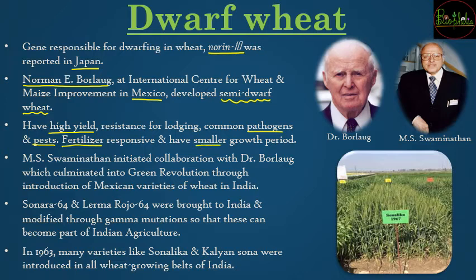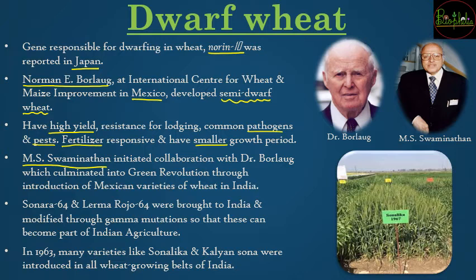And since it was having a smaller height, since it was smaller in size, उसका growth period भी कम था, यानी उसका maturity time कम कर दिया गया था so that the plants can actually be harvested in a much lesser time. So once this particular semi-dwarf wheat had been developed by Norman Borlaug in Mexico, इंडिया में M.S. Swaminathan को इस बात की खबर लग गई. And since M.S. Swaminathan had understood that this particular type of wheat is going to be suitable for India to meet the needs of this developing population.